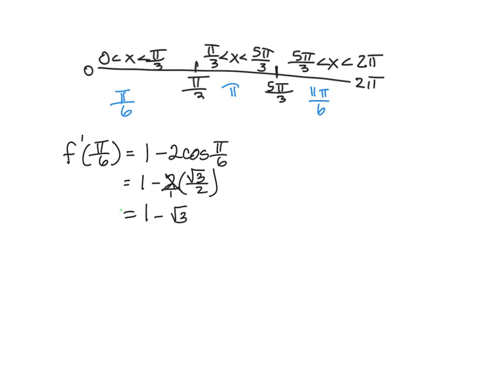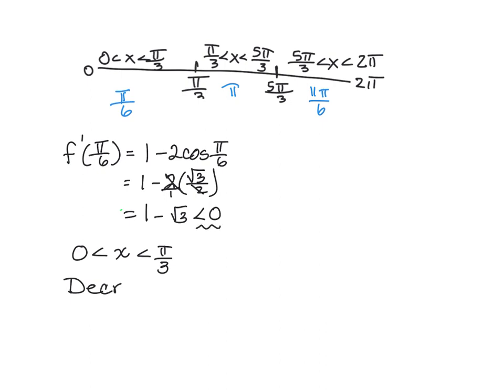Remember, I'm multiplying fractions. And we're going to see that this number is going to be some number less than 0, because the square root of 3 is 1 point something. So I have 1 minus 1 point something. That's going to give me a negative number. So we know that from 0 to pi over 3, that interval is decreasing because we have a number less than 0.